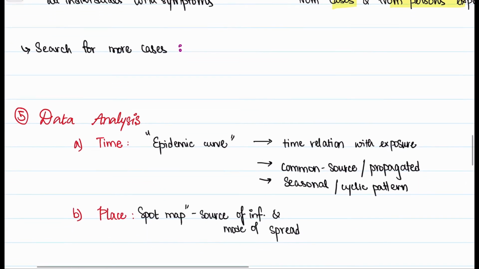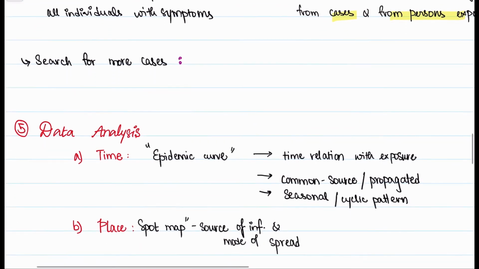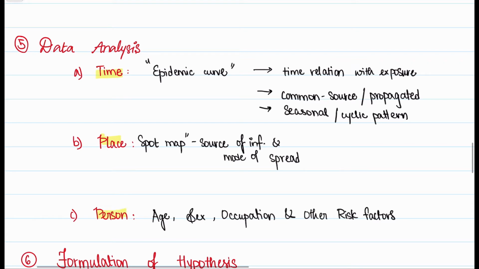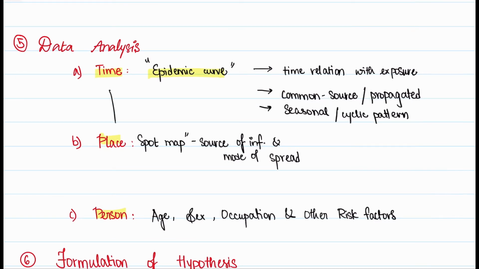After searching for all cases, we do data analysis. Data analysis is done by time, place, and person. First, by time, an epidemic curve is drawn. Based on the time relation with exposure, we see how many people are being exposed and affected with time. This will tell us if it's a common source or a propagated epidemic, because in a common source epidemic you have a single source, and propagated epidemics are a different type. Based on the curve, we get a clear idea about its exposure and the spread of the epidemic, and if it has a seasonal or a cyclic pattern. So this is about time.